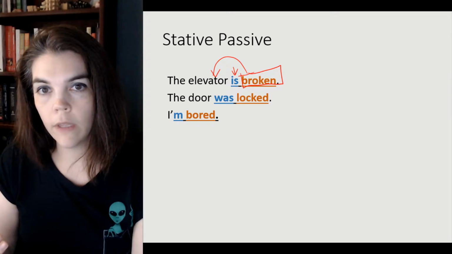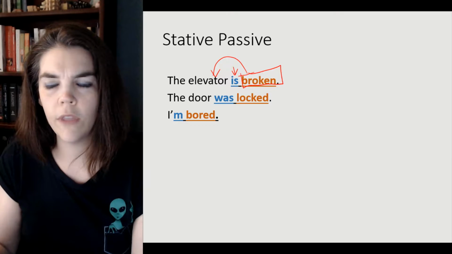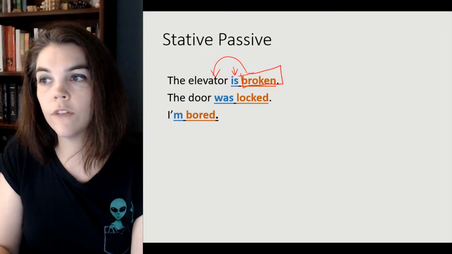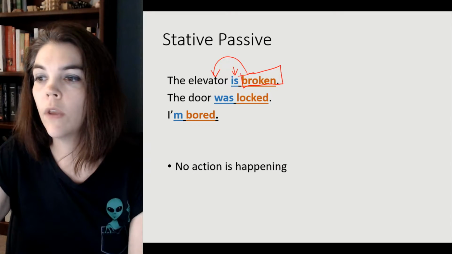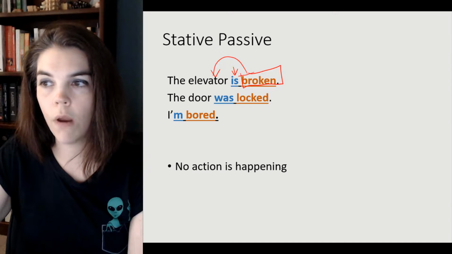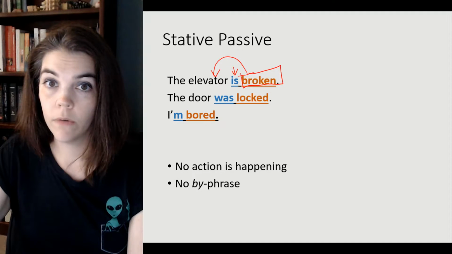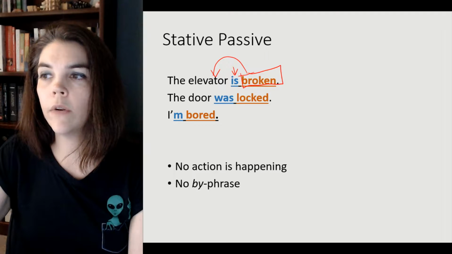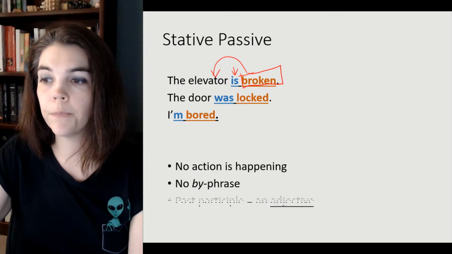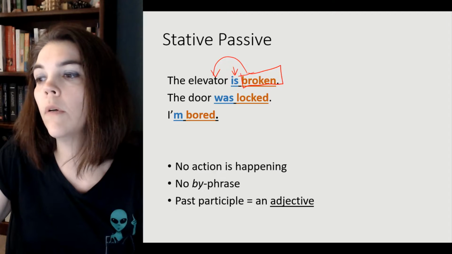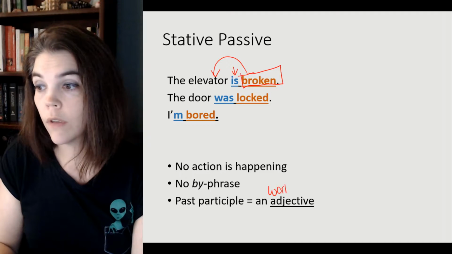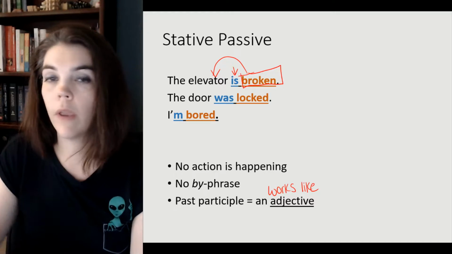And the reason I'm bringing this up is sometimes students get confused and they don't understand that this is passive voice. They think that, oh, this is just an adjective. Well, actually, it's stative passive. In this one, no action is happening, right? There's nothing actually happening. We're just describing. There's no by phrase. That's an important difference. The elevator is broken by someone? No, we're not talking about that. We're just describing the elevator. And our past participle functions as an adjective. I should say that it works like an adjective. Okay? Does that make sense?